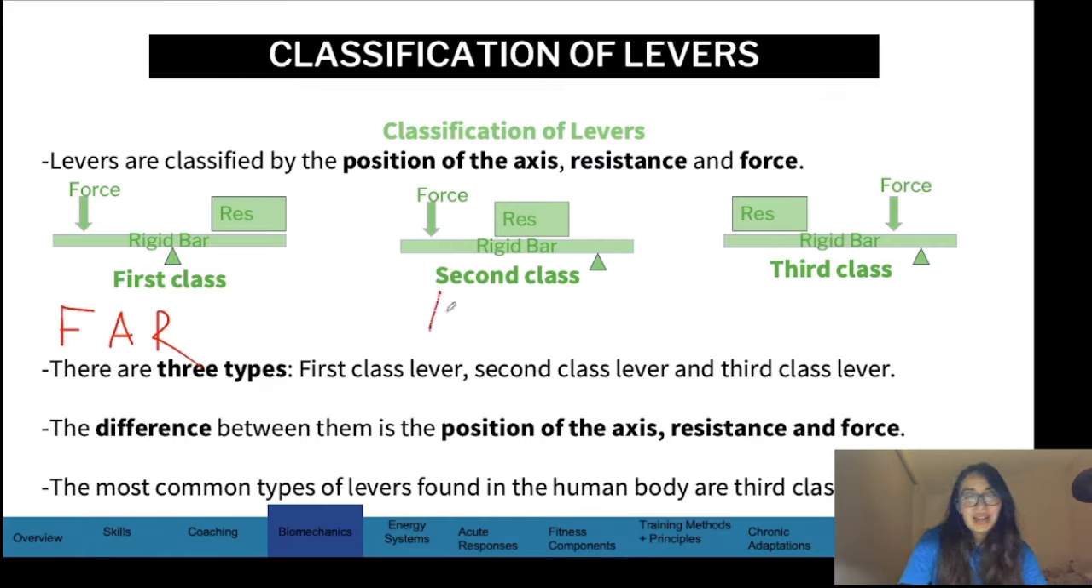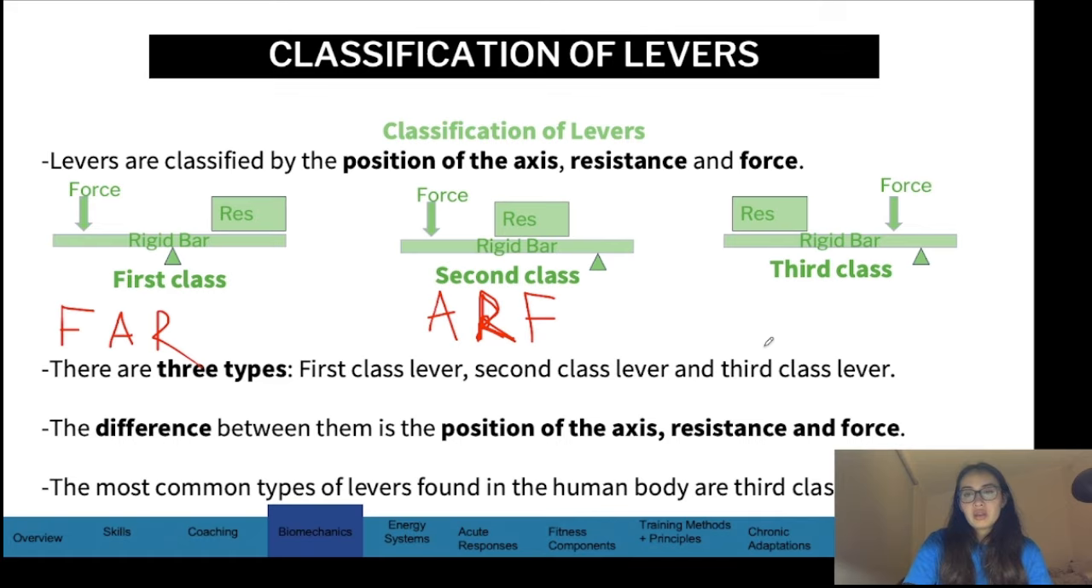So, you know, like in Tintin comics and stuff, sometimes the dogs say arf, or in other cartoons. Arf. Second class is arf. You can see here, axis, resistance, force. Doesn't matter which order you put it, the ordering doesn't matter, it doesn't matter which direction you go from. Just as long as you can see this directionality occurring.